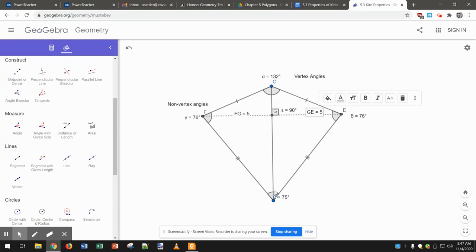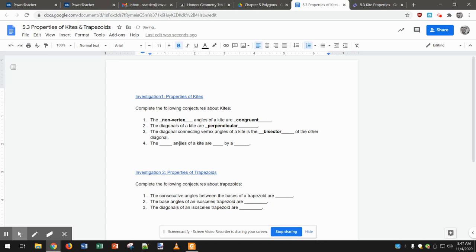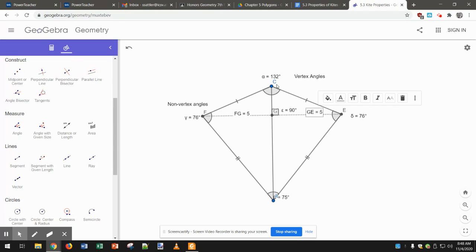But that's not true about the first diagonal. Those sides CG is not the same as CA. So the diagonal connecting vertex angles of a kite is the bisector of the other diagonal. Conjecture number 4, the blank angles of a kite are blank by a blank. So the first conjecture is about the non-vertex angles. This one's going to be about the vertex angles. So what's true about those?